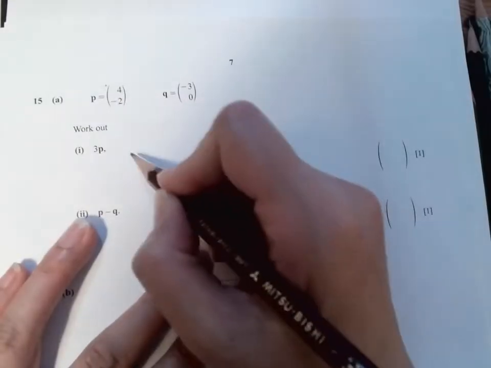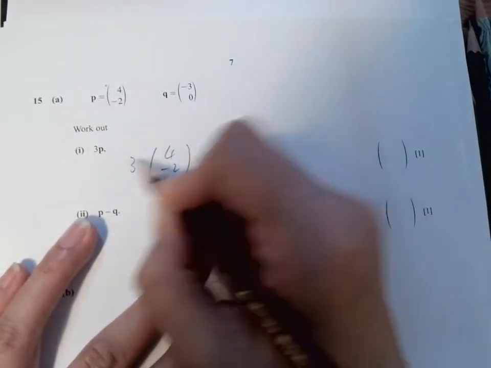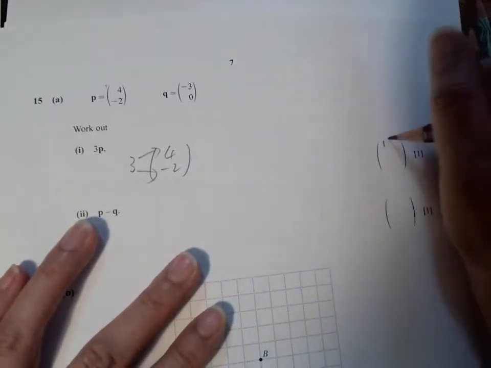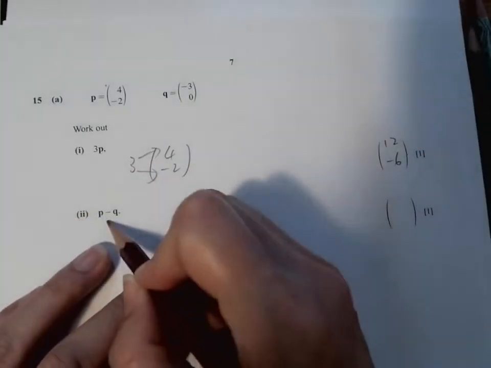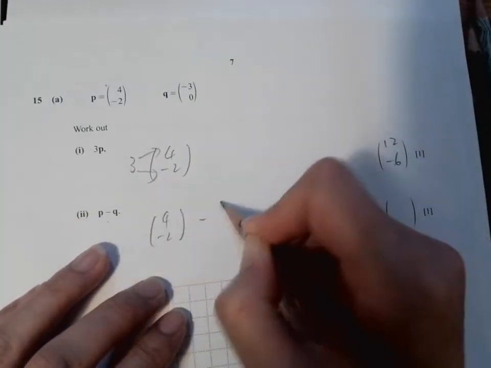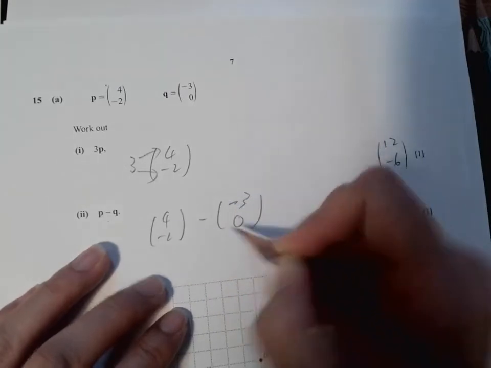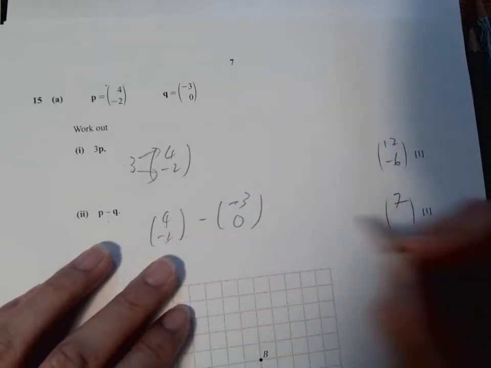Alright, 3p with 4 factors, we multiply that. So 2, 12, and negative 6. P minus, so we have negative 2 minus 3, 0. So negative plus 7, and that should be negative 2.